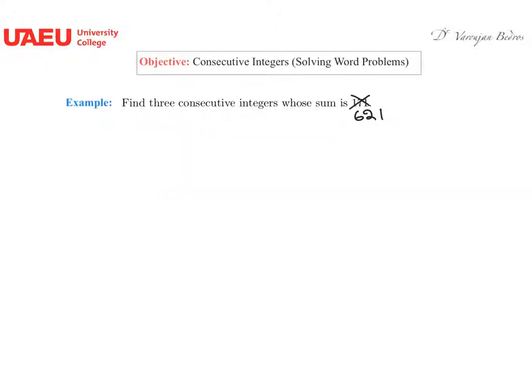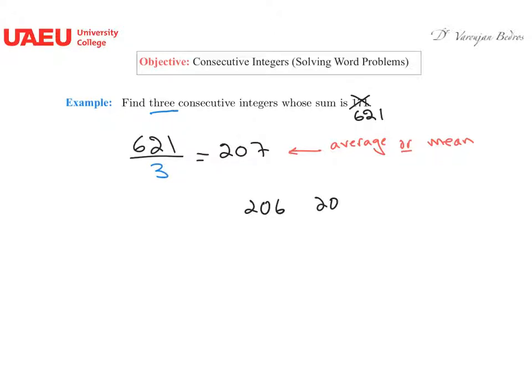Let's do this in another example, where we have to find three consecutive integers whose sum is 621. Take this sum and divide it by 3 to get 207. Therefore, the three consecutive integers are 206, 207, and 208. Check that the sum of these three numbers is 621.